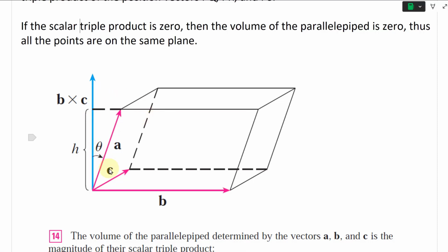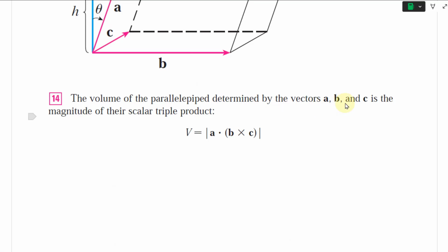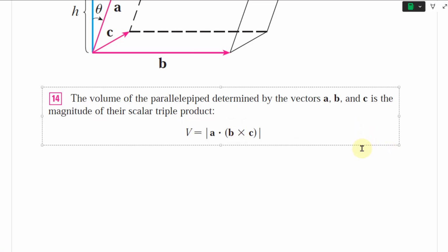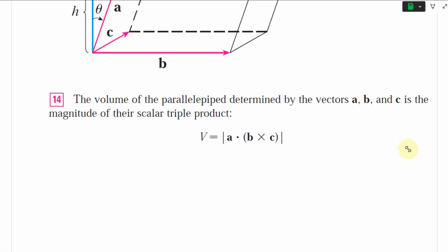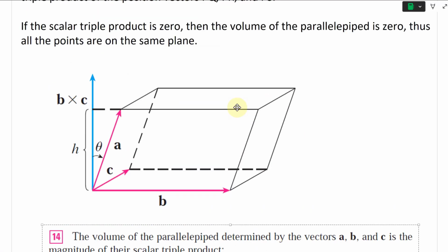So recall, the volume of this parallelepiped is equal to the area of this parallelogram times the height h. And the volume of the parallelepiped determined by the vectors A, B, and C is the magnitude of their scalar triple product. So V is equal to the absolute value of A dot B cross C. Yeah, so that's what we have there.